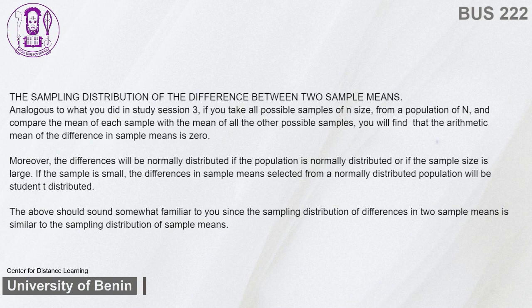If the sample is small, the differences in the sample means selected from a normally distributed population will be Student t-distributed. The above should sound somewhat familiar to you, since the sampling distribution of differences in 2 sample means is similar to the sampling distribution of sample means.